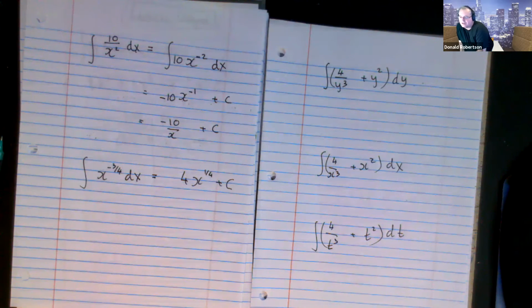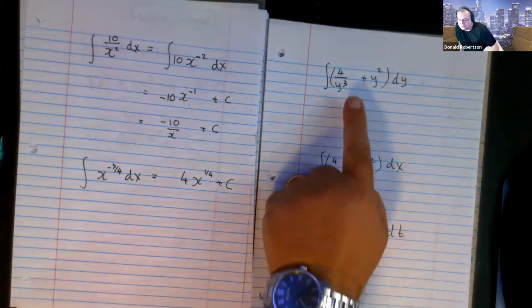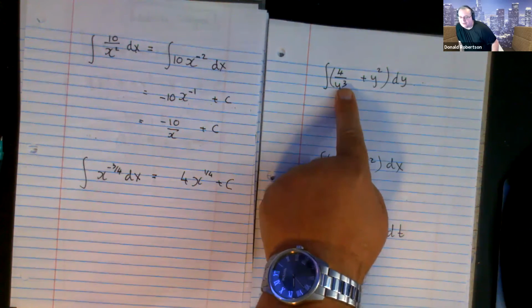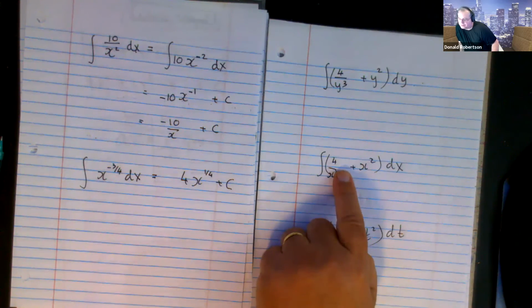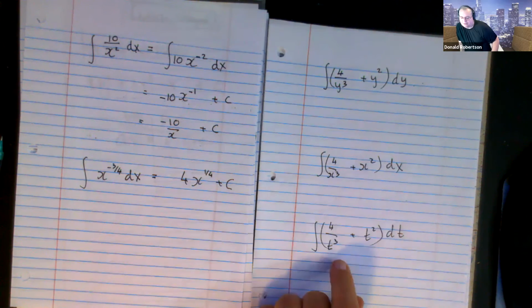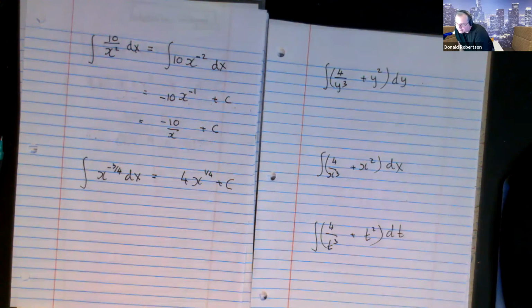Would you agree that the variable is a placeholder for a relationship? You could use any letter you like, but we tend to keep to the end of the alphabet. So whatever the answer to this is, will be in terms of Y. Whatever the answer of this is, it's going to be in terms of X. And whatever the answer to this is going to be in terms of T. But won't the answers be algebraically the same expressions, just with different variable letters being used?